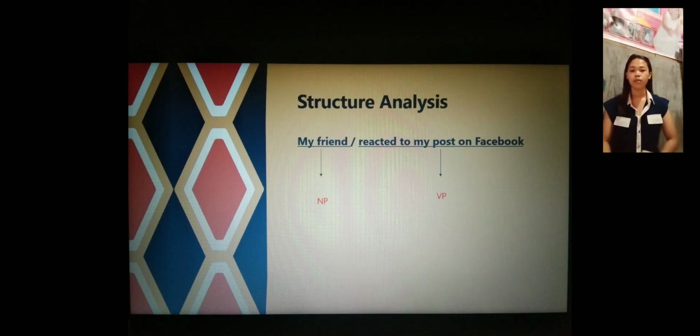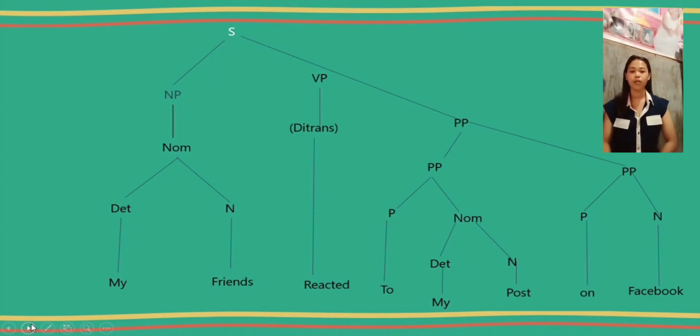Now, let us go on to phrase markers. "My friend / reacted to my post on Facebook." The words "my friend" there are a noun phrase, while "reacted to my post on Facebook" is a verb phrase. Lastly, the phrase structure. But first, let us identify the sister in the sentence.